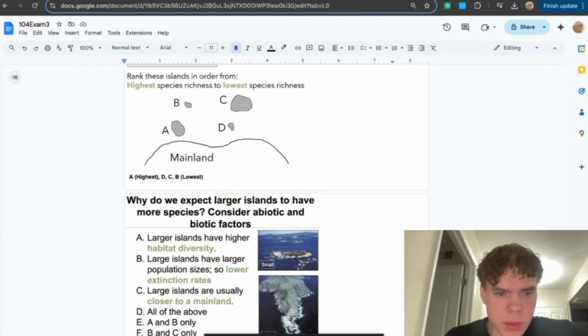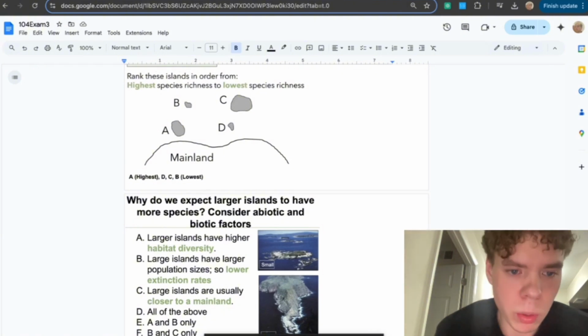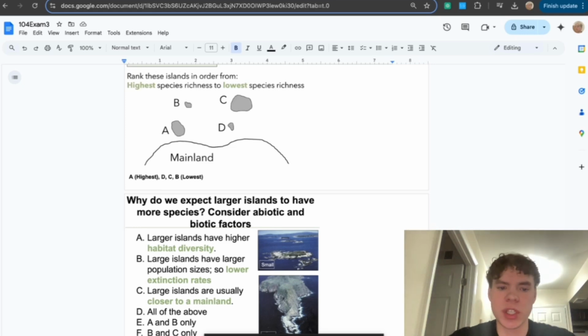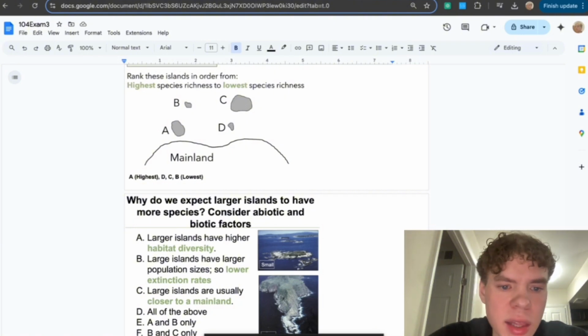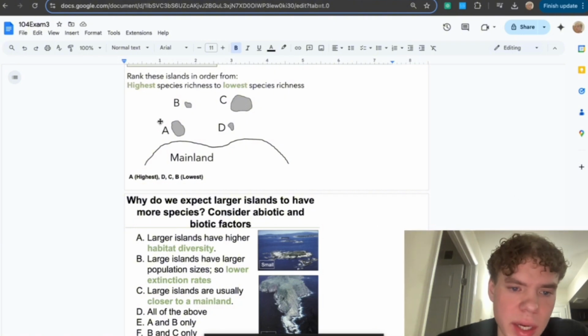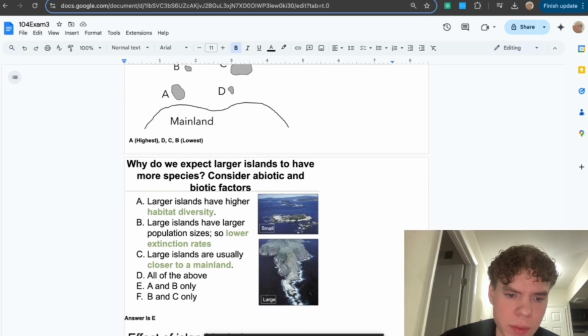Rank these species in order from highest species richness to lowest species richness. Well, A is going to have the highest species richness because we're looking at island size and island proximity. So A is going to have the biggest species richness because it's closer to the mainland. D is going to have the second biggest because it's closer to the mainland. C is going to be third because it's the biggest, even though it's a bit farther. And B is going to have the lowest species richness.